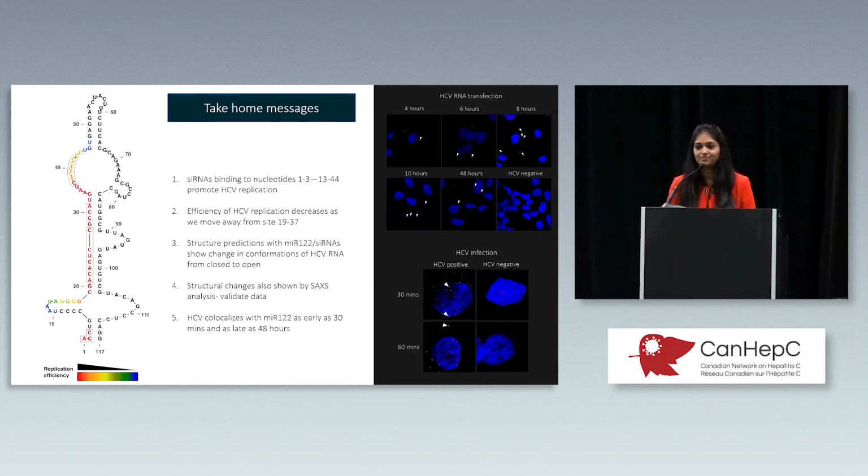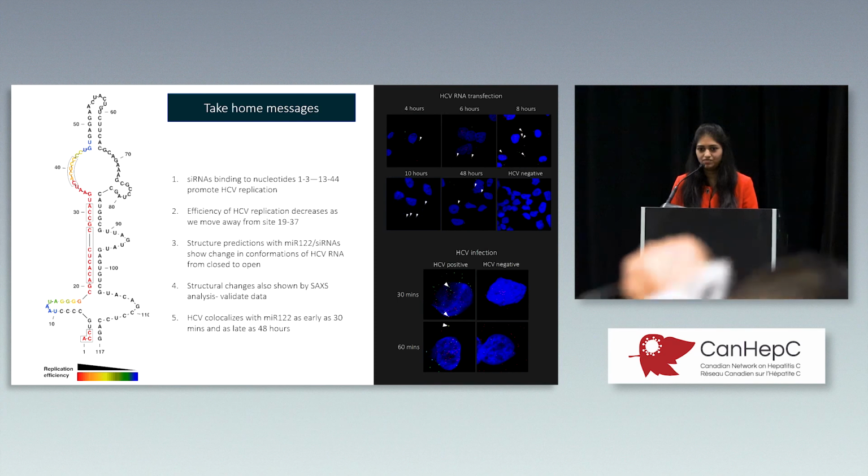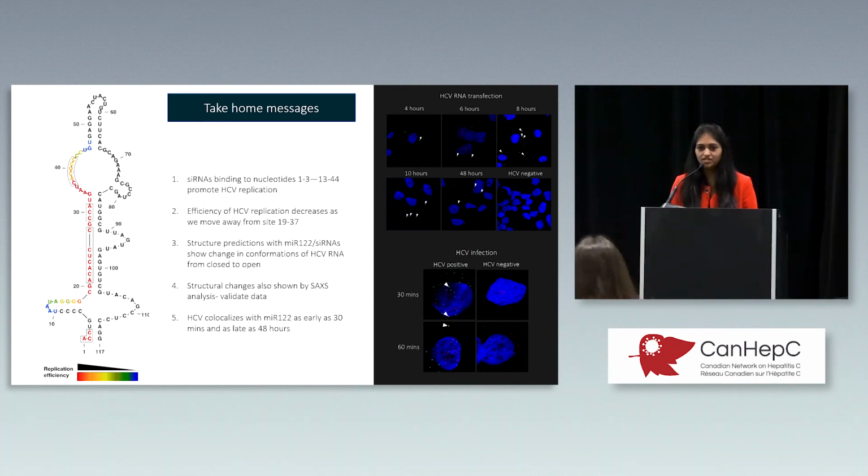Thank you. Very nice talk. Do you know if there are any differences between the Hep C genotypes and the microRNA binding? As far as I know, the microRNA 122 binding region is conserved in most genotypes, so I assume the pattern of microRNA binding would be the same if the region is conserved between all genotypes.